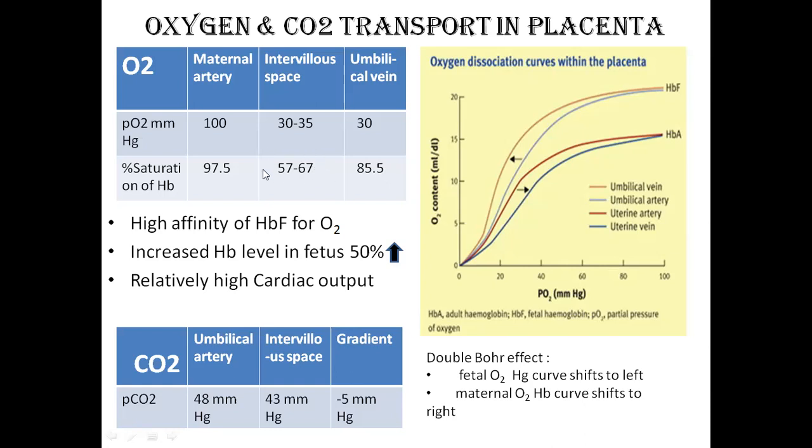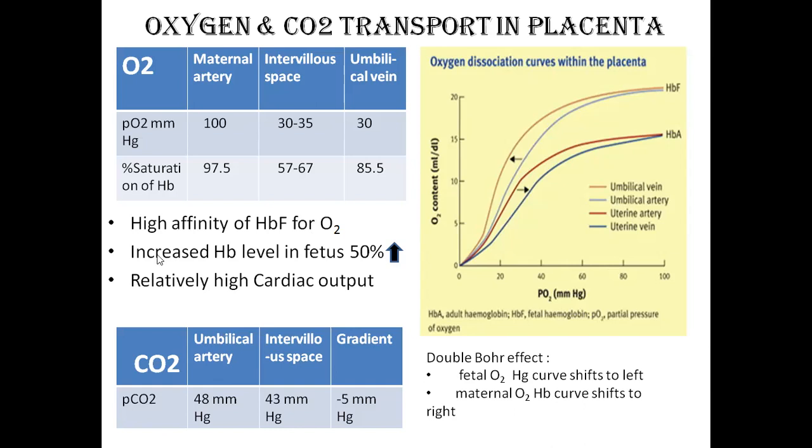Whereas in the intervillous space, it is much lower, about 57 to 67%. Now, why this discrepancy? Why in umbilical vein, in spite of PO2 being so low, do we have a good percentage saturation of hemoglobin? This is because hemoglobin F has a very high affinity for oxygen. The dissociation is not that efficient, but the affinity for extracting oxygen from the maternal blood is quite high.